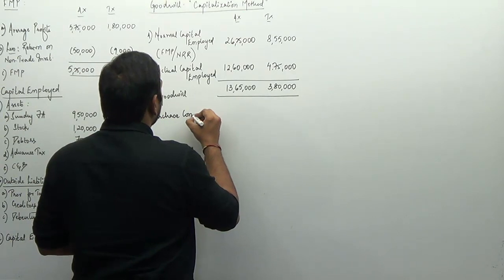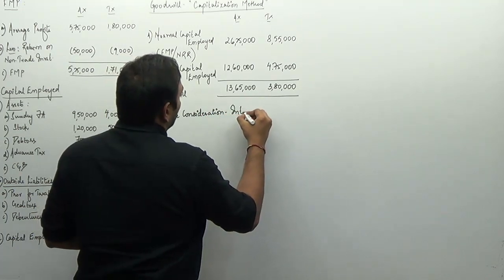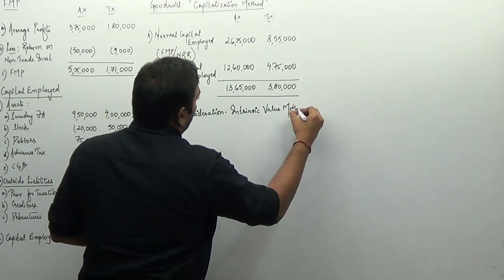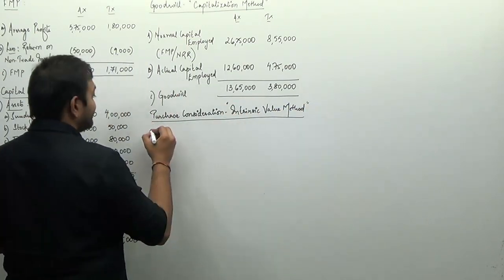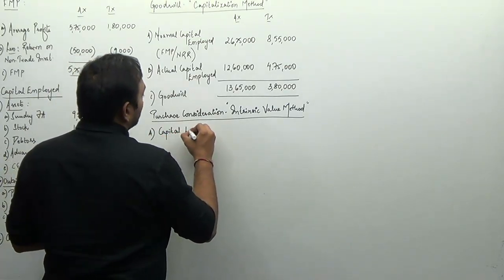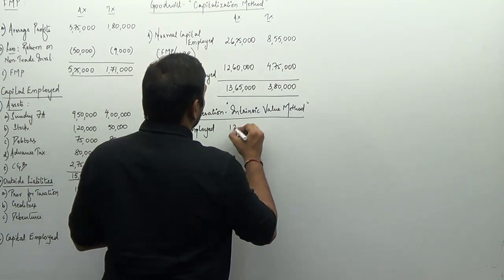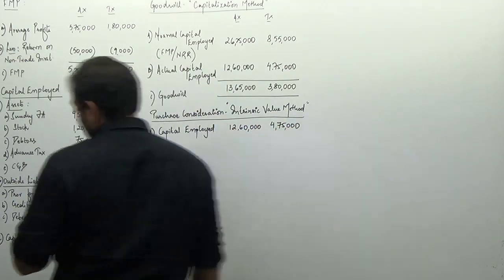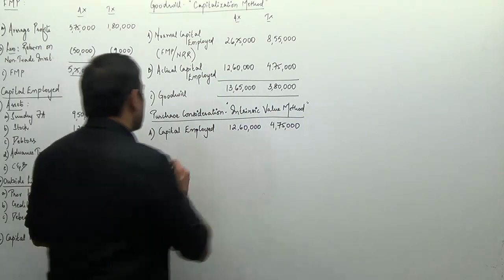Purchase consideration. Intrinsic value method. Don't start from the beginning. You can start from capital employed directly. The capital employed is, we have already calculated 12,60,000 and 4,75,000. Three adjustments. First one, non-trade investment. Second one, goodwill. Third one, preferential capital. So let's start.